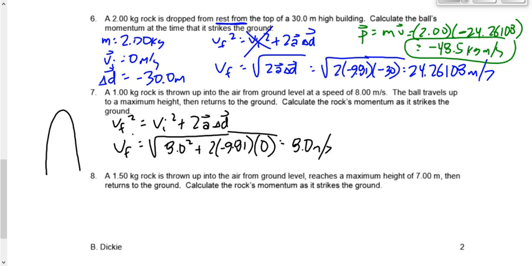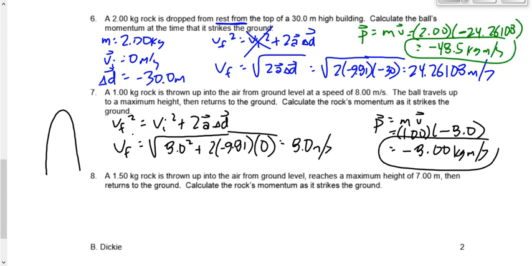Now the question becomes just like number 6. We're going to say P is equal to m times v, which is, in this case, 1 kilogram times negative 8, negative because it's downward. That gives us negative 8.0 kilograms meters per second. Or we could have said positive 8 down. Good?